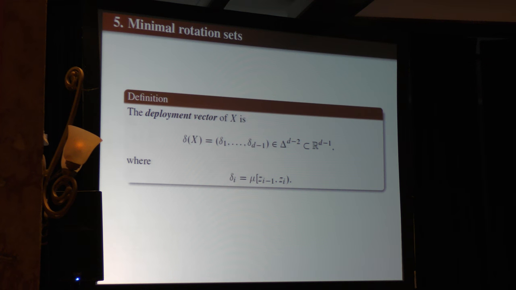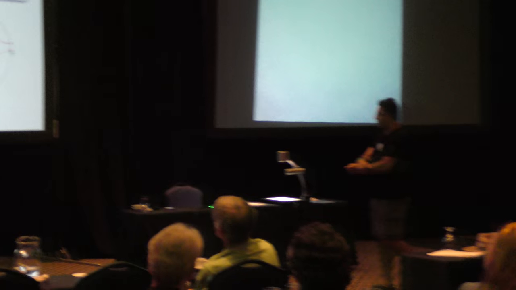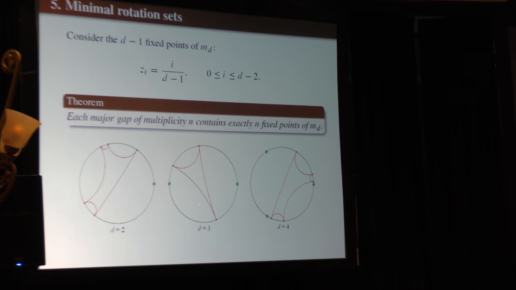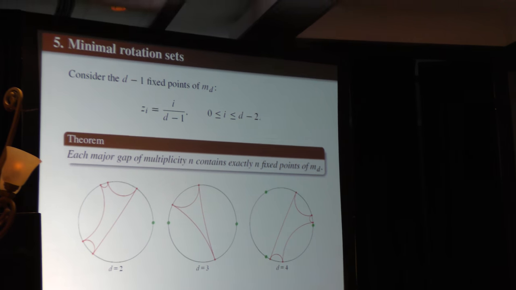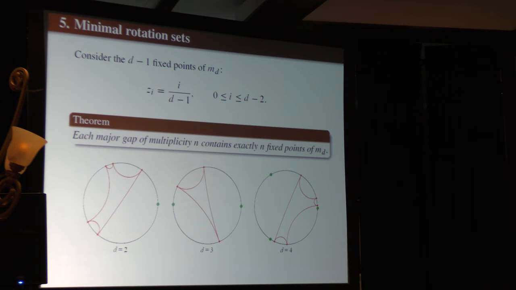Are any of those gaps tight? Not in this case, because as far as I remember, I don't draw these by hand. These are actually rotation sets, and I think all of them are rational. And if you have a cycle, the gaps are never tight.